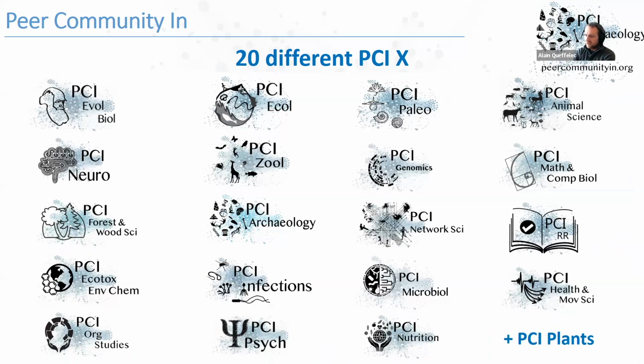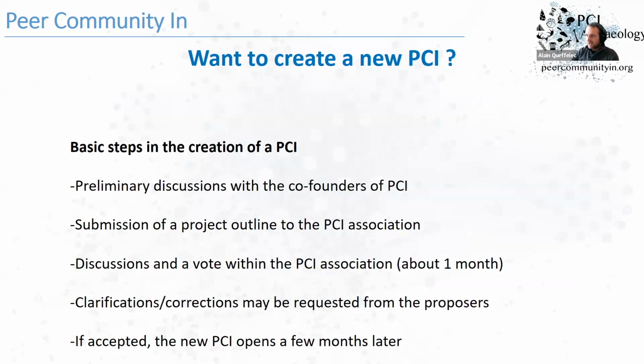You can see psychology, organizational studies, and next month or this month there will be a new one, which is a PCI Plants. And the goal is also to still create new PCIs for different domains. So if you want to create a new PCI, here are the different steps. But of course, the easiest way is to have discussions with the founders of PCI, and you can directly send an email and discuss with them, and try to create a new PCI in your domain if you're interested.